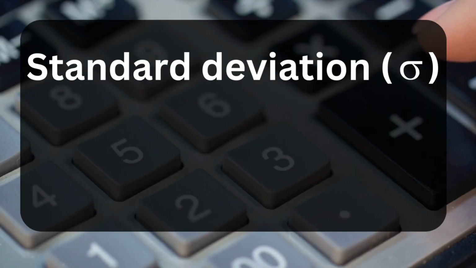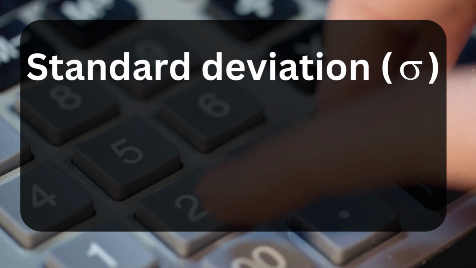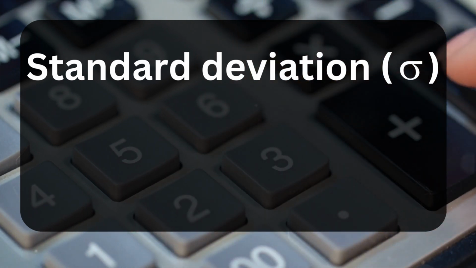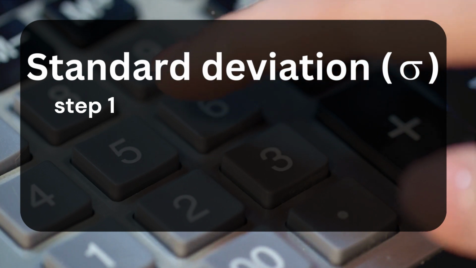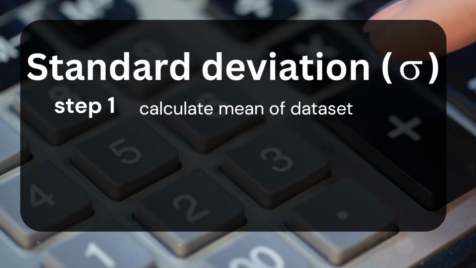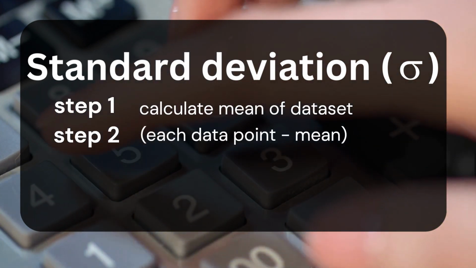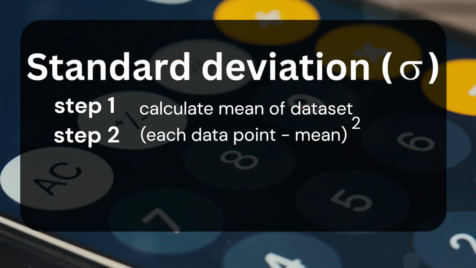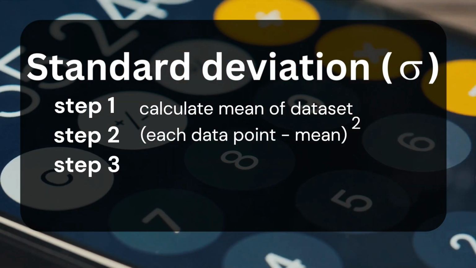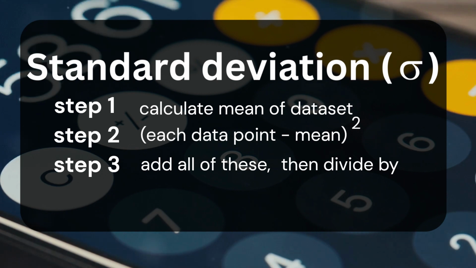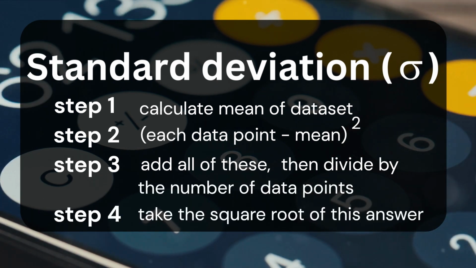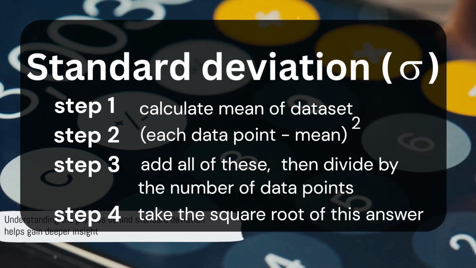So, how do we calculate this nifty little number? Well, there are a few steps involved. First, we calculate the mean of the data set. Then, for each number, we subtract the mean and square the result. We then calculate the mean of these squared differences. And finally, we take the square root of that mean. This gives us the standard deviation.